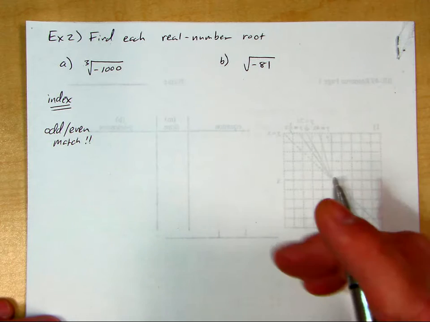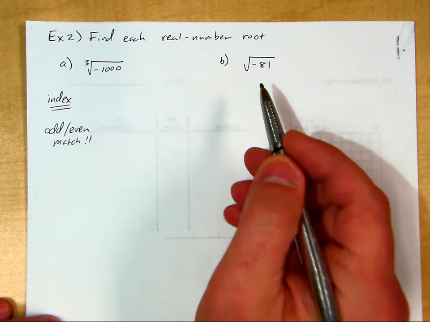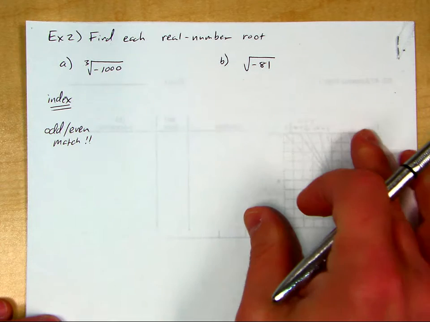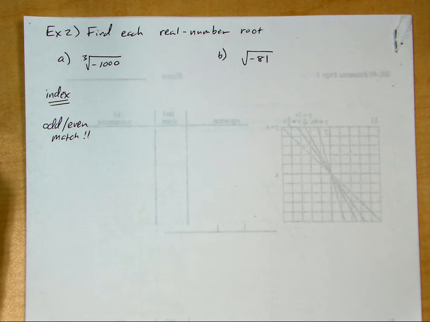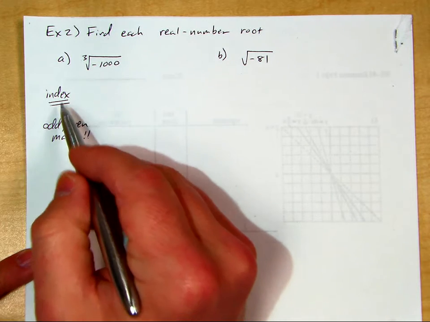Okay, this video is example 2, finding each real number root. They give us two examples, and this is kind of like the previous example. It's just that these are specific and we're finding one exact number. I did not mention in the previous video, there's a couple things you need to understand.